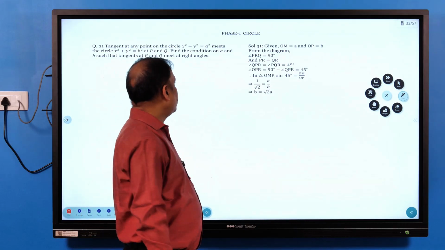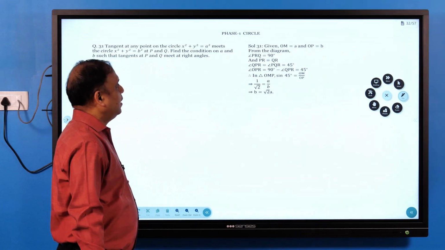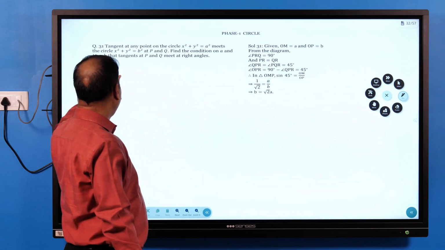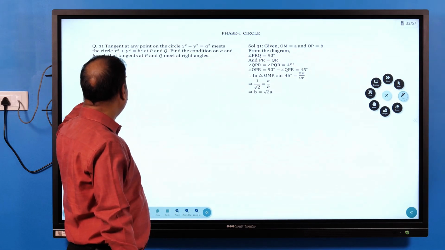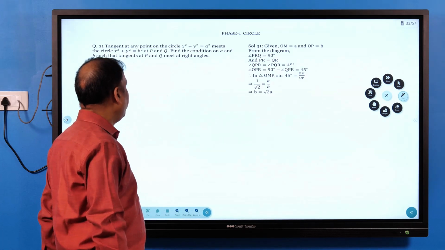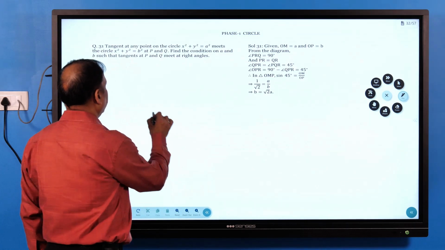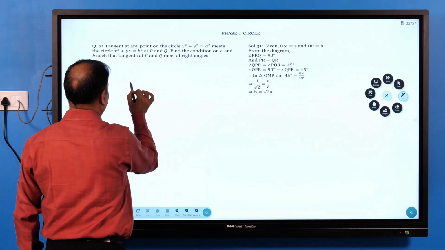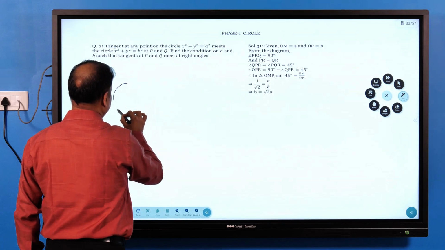So now come to question number 31. Exercise 1, circles. Again, very important. You have to read this problem carefully, what it wants. Tangents at any point on the circle meet another circle. That means some circle is there.